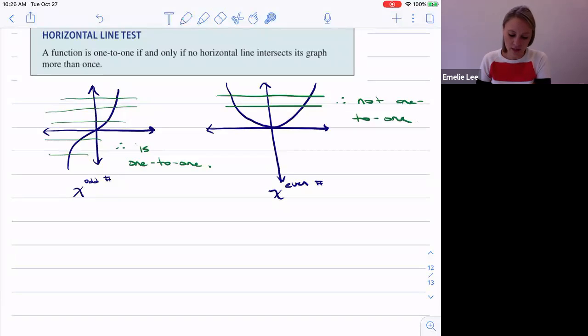So that's just a test that you can do, especially if you're graphing in Desmos, right? Just remember, okay, if I can draw lines and I'm only intersecting the graph once at each imaginary horizontal line, then it is 1 to 1. Whereas if I'm intersecting twice or more than twice, it's not 1 to 1. Unless I've restricted the domain, like we saw in one of those examples, then it might be 1 to 1 in that little section.